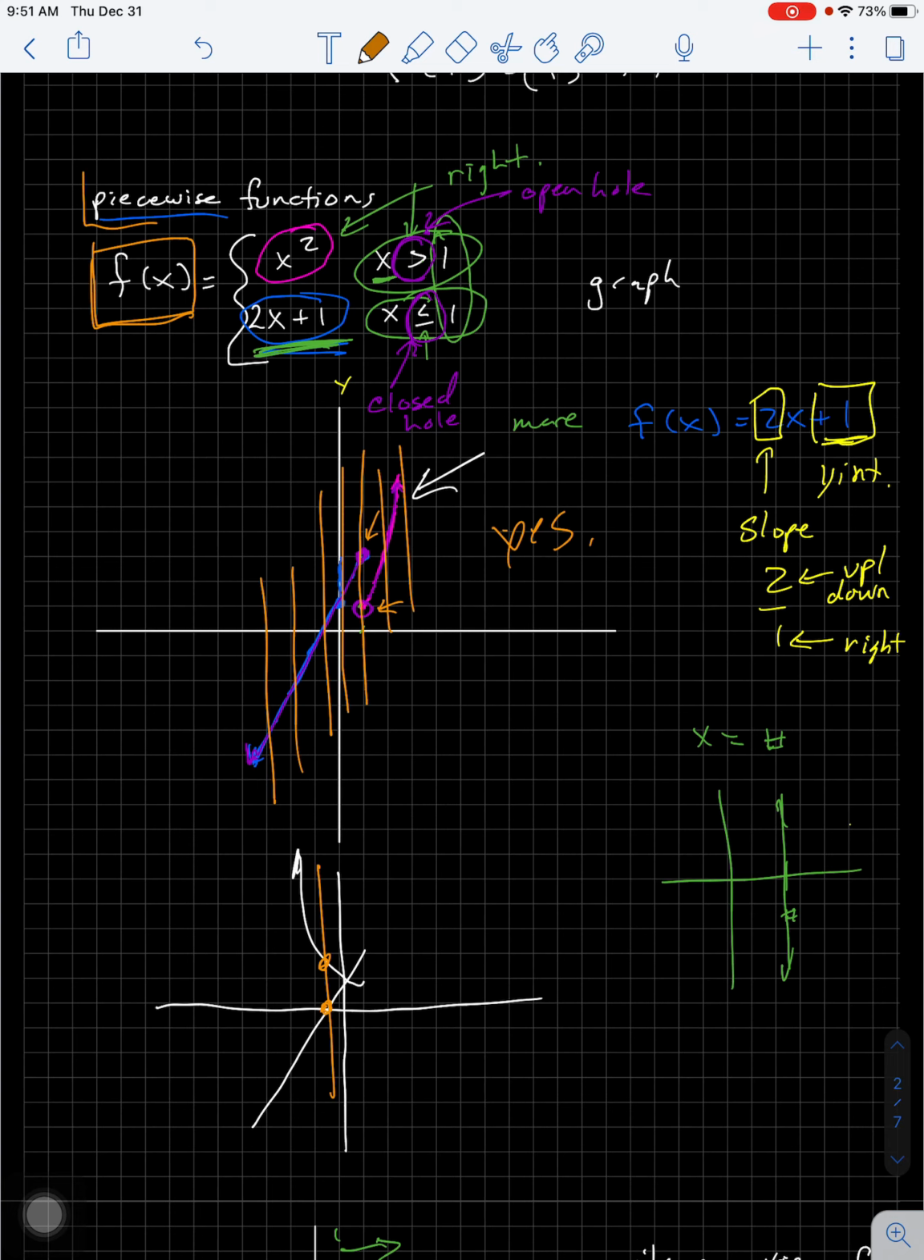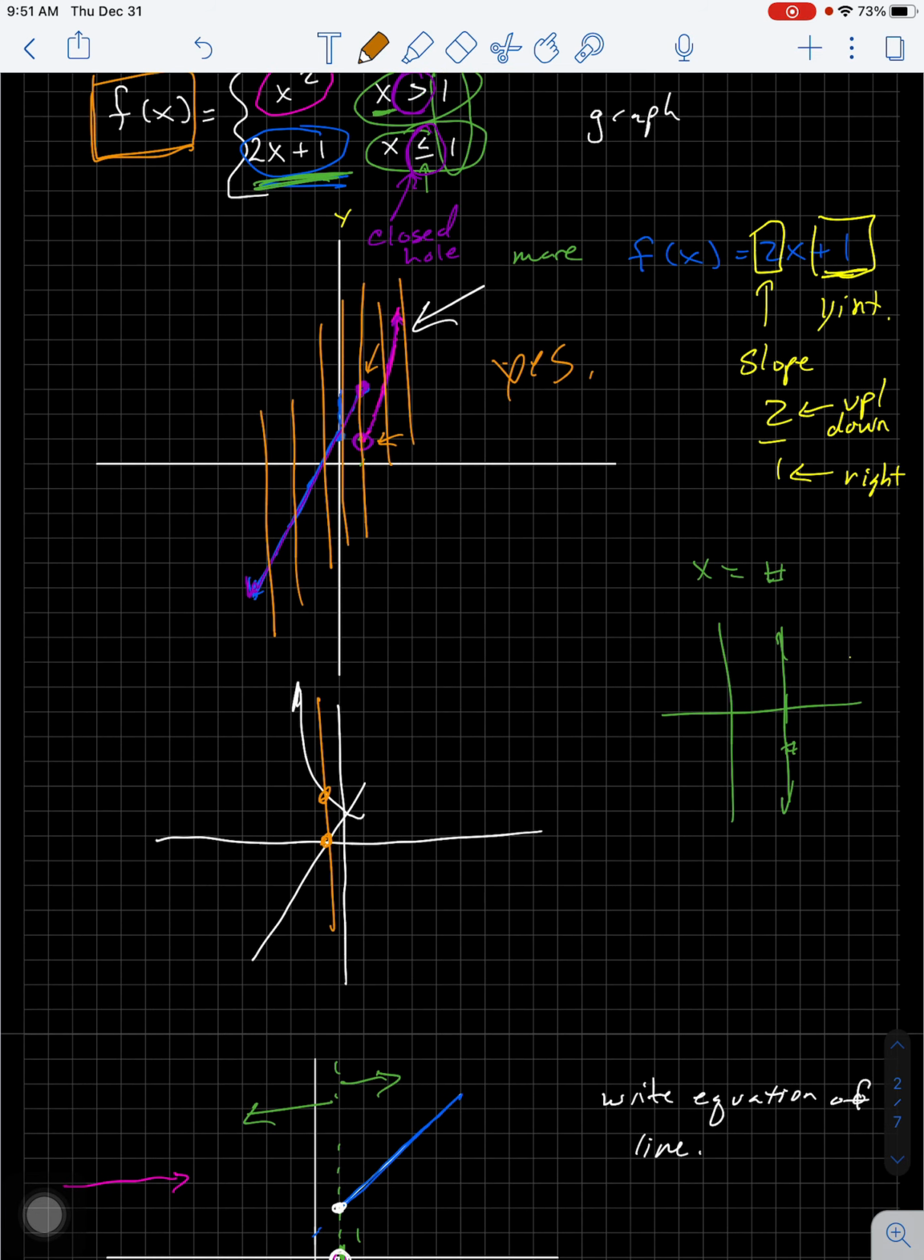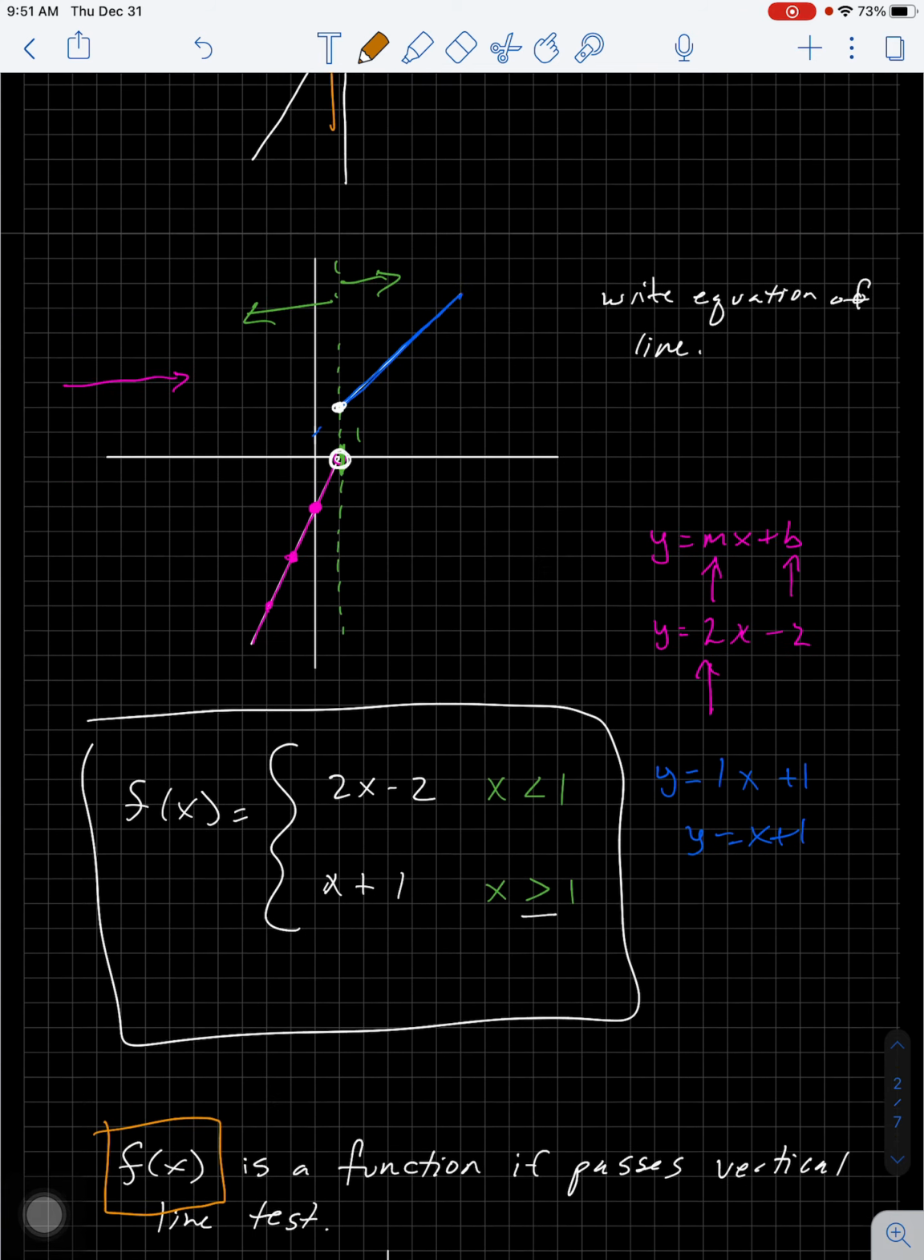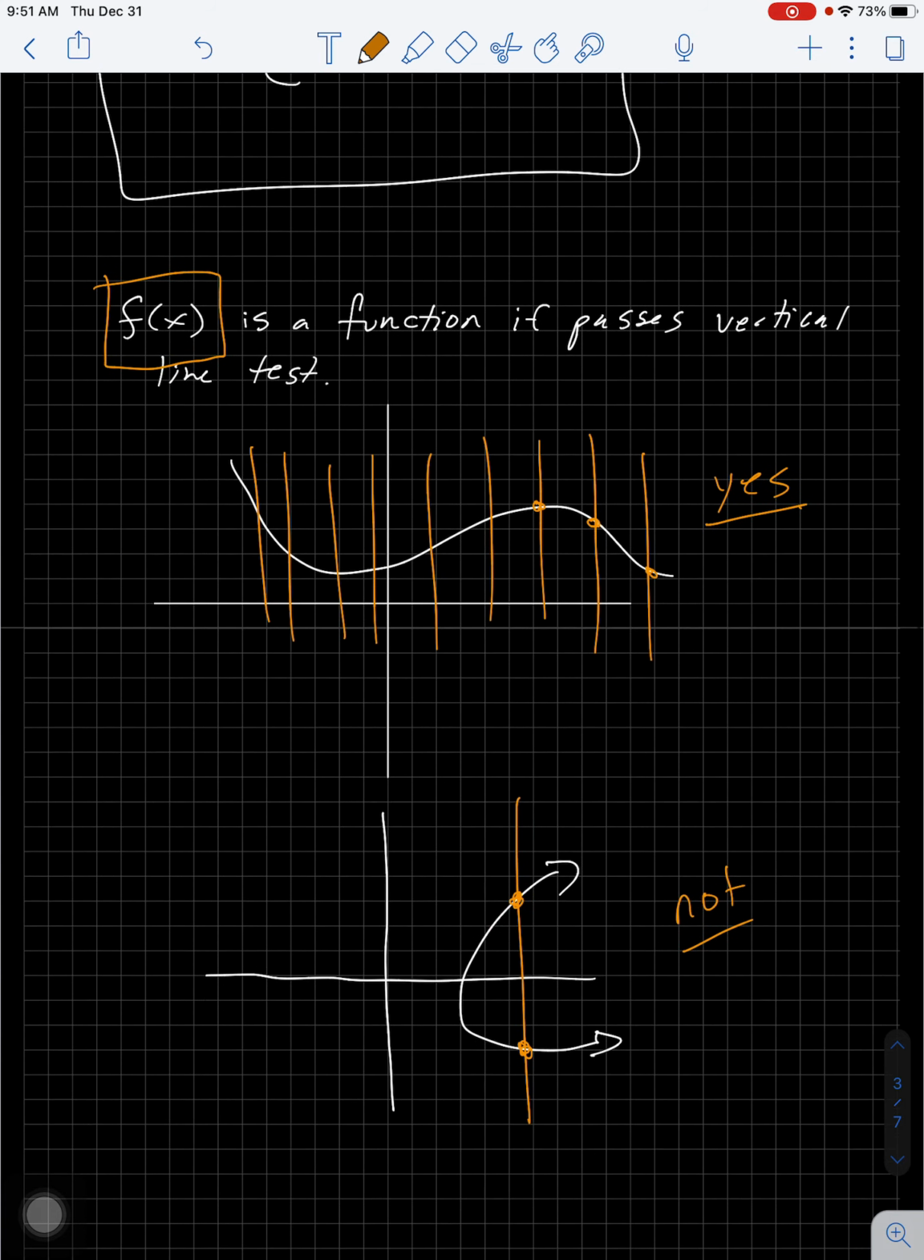So I would suggest every time you look at a piecewise function, at the end of the day, you just check really quick to make sure that it is a function, right? And then I think in addition, you'll have a couple of problems on your homework that just ask you to verify if something's a function or not, and you're using the vertical line test for that.